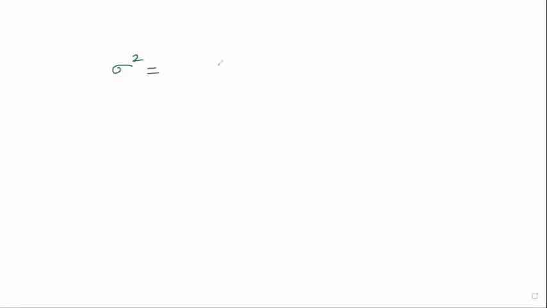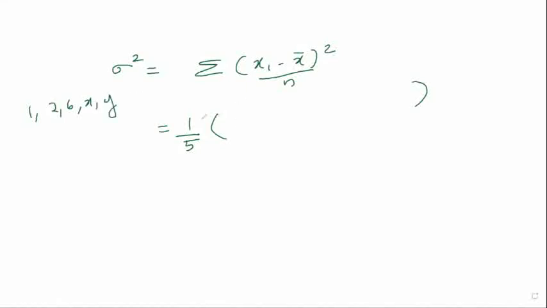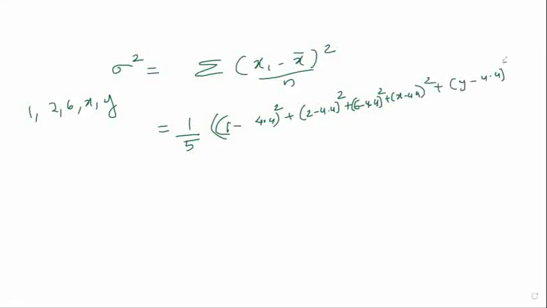Variance sigma square is equal to sigma of (xi minus x bar) square by n. Here n is 5, so I'm taking 1 by 5 out. Then the remaining: the known observations are 1, 2, 6, and the others are x and y. So (1 minus 4.4) square plus (2 minus 4.4) square plus (6 minus 4.4) square plus (x minus 4.4) square plus (y minus 4.4) square. Understood what I'm doing? We have to take all the observations, subtract the mean, then square, then add them.